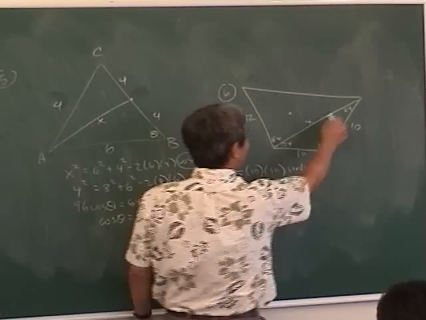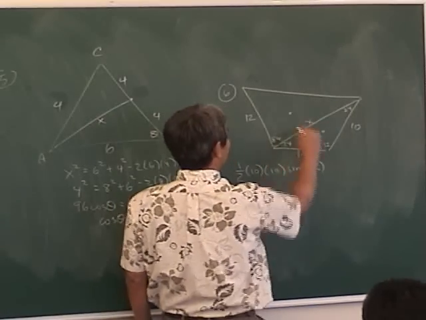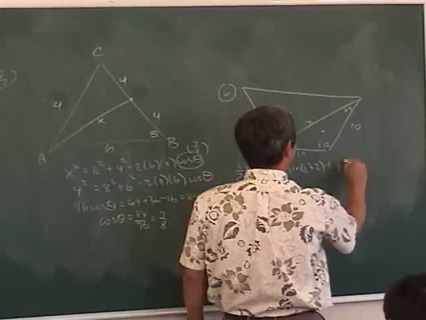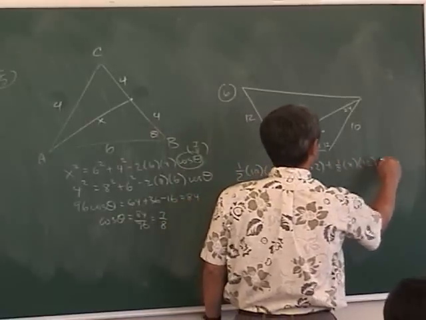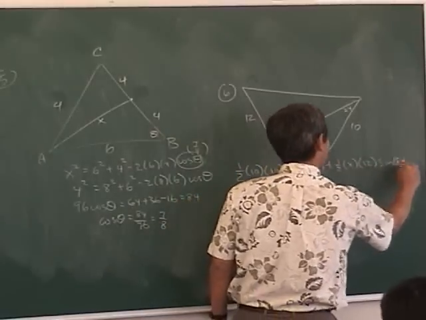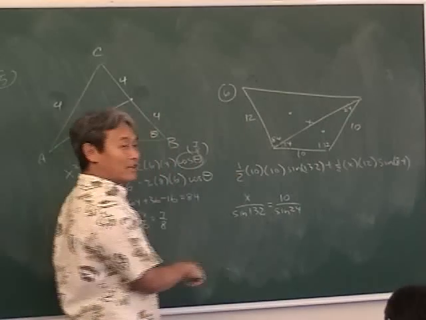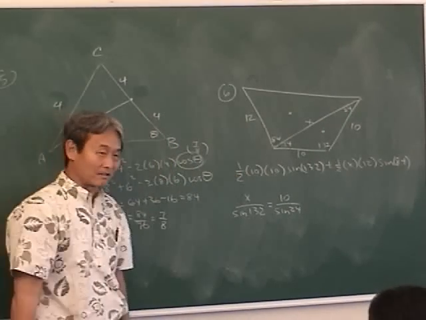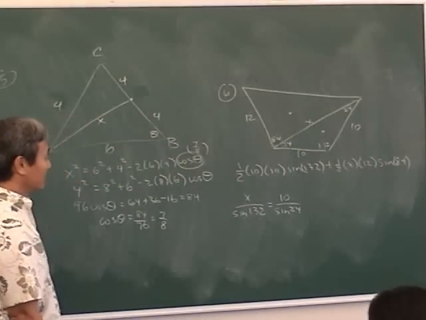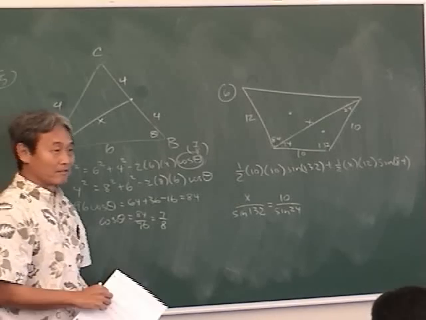Okay, now, once I know what x is, how do I figure out the area of this triangle? One-half AB sine C. Punch that into your calculator. Spit out the answer. Come on, you guys did problems harder than that last year, right?